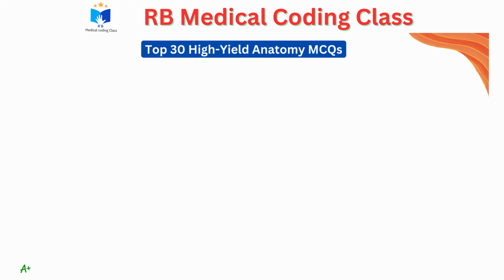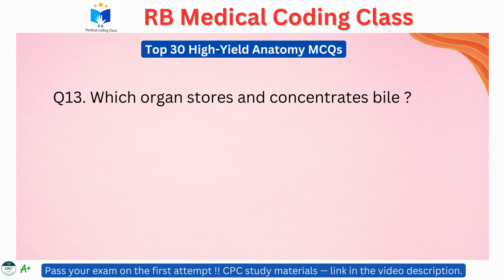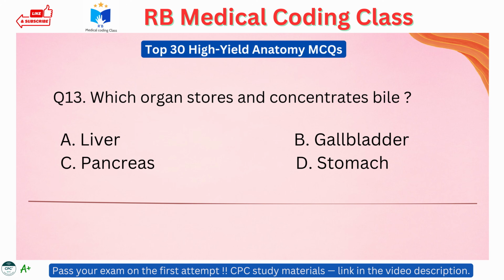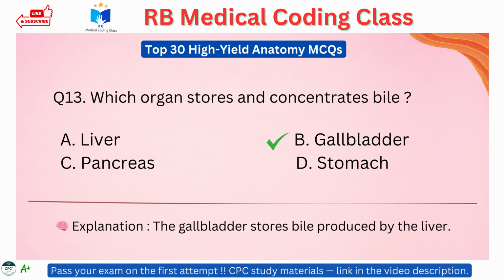Question 13. Which organ stores and concentrates bile? A. Liver. B. Gallbladder. C. Pancreas. D. Stomach. Answer. B. Gallbladder. Explanation. The gallbladder stores bile produced by the liver.